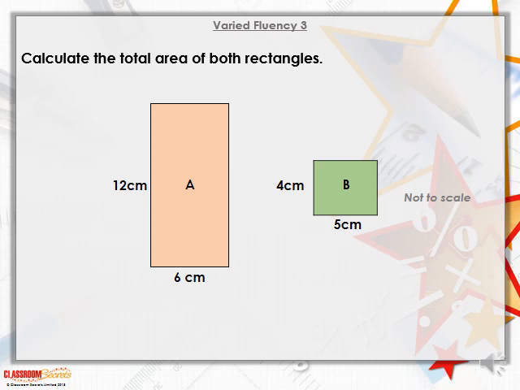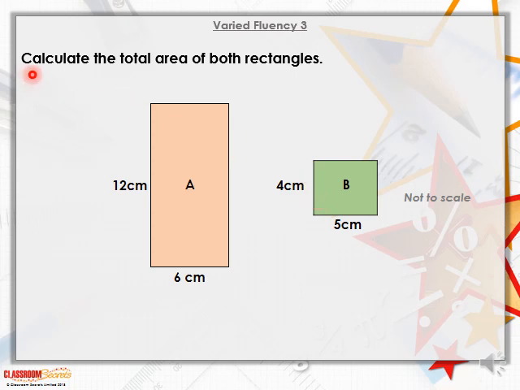Okay, so this question is now asking us to calculate the area of both rectangles. Let's take shape A to start off with. Let's remember that formula, length times width. So I'm going to do 12 times by 6 centimetres. And the answer for that is 72 centimetres squared. So I know the area of this shape. And then I'm going to look at shape B. I've got to do the length times the width. So I'm doing 5 times by 4, and the answer is 20 centimetres squared.